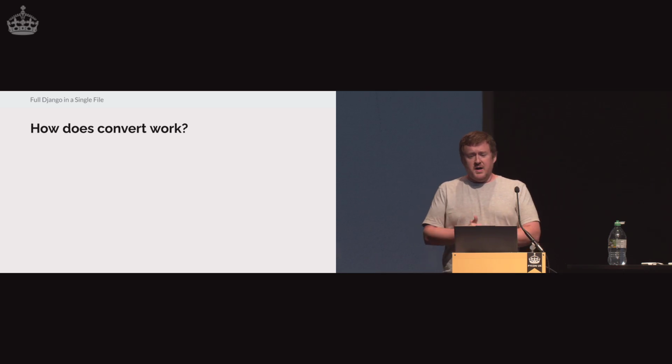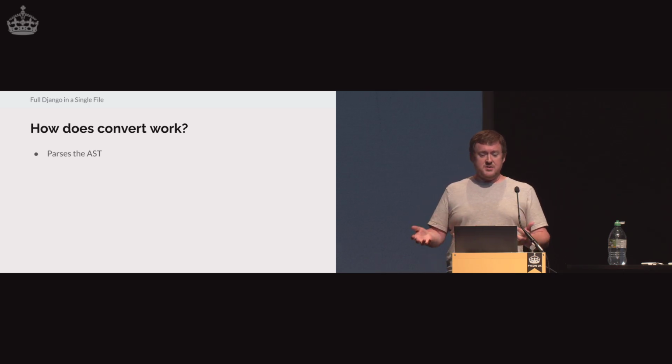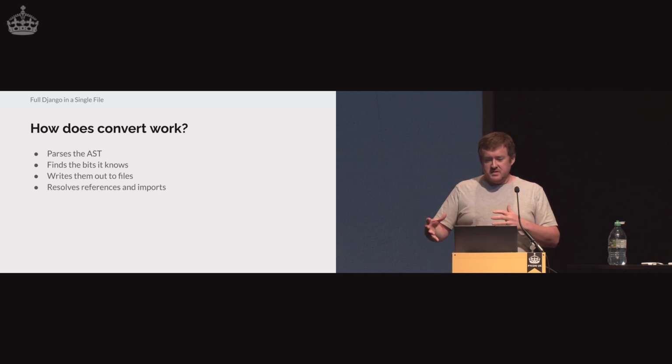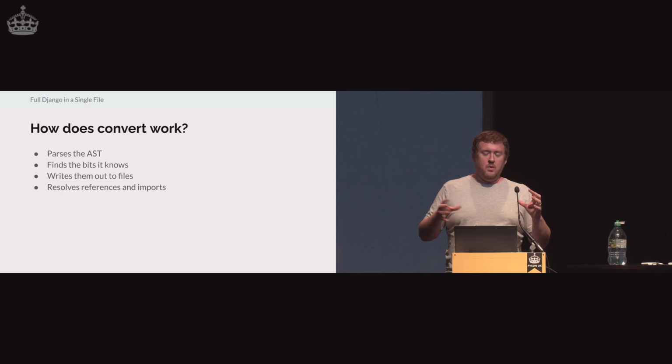It does this by looking at your code. It parses the abstract syntax tree. It pulls out the bits it recognizes, the models, the views, the admin, the URLs. It puts them in the right files. And then it looks at the things they reference, so it can figure out where to put any extra code and what things it needs to import where. Now, because Python's great and you can persuade it to do anything, there are going to be some edge cases it can't handle.